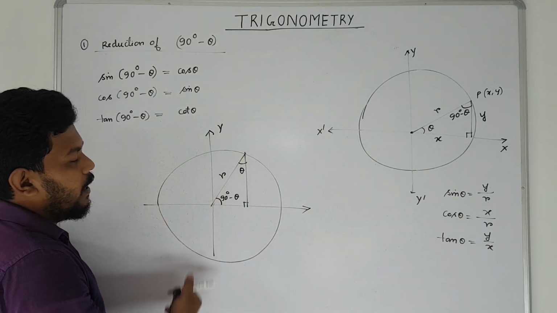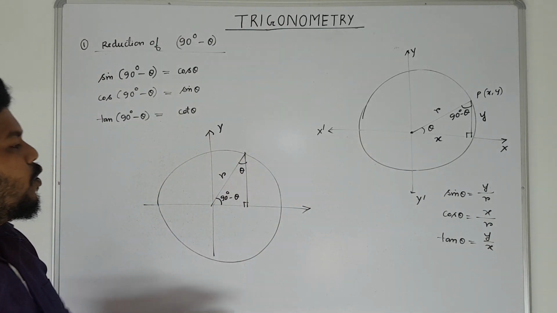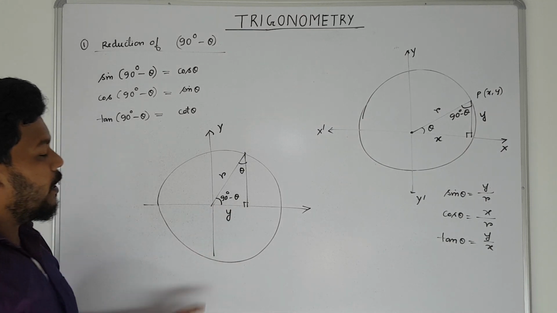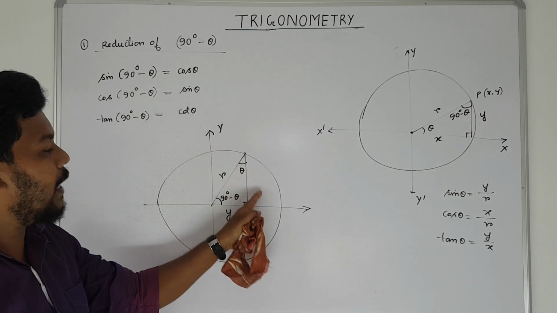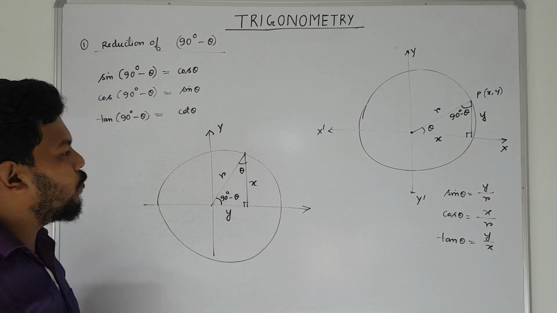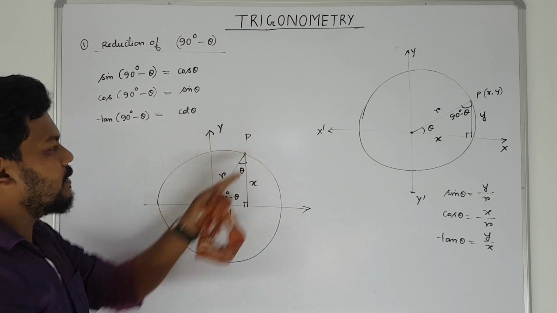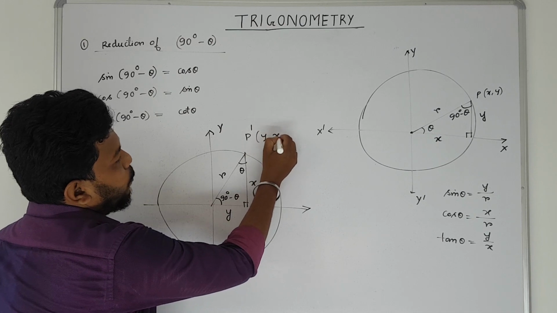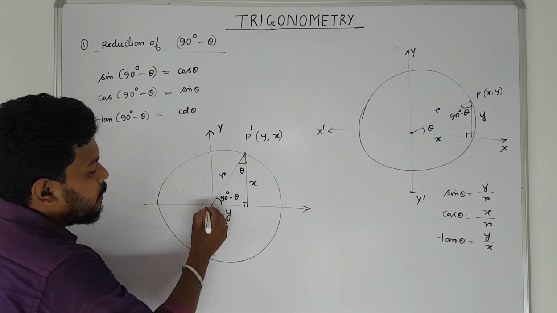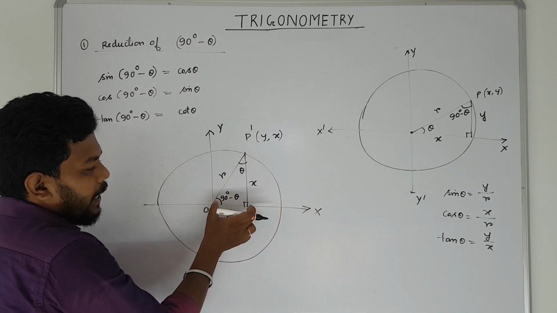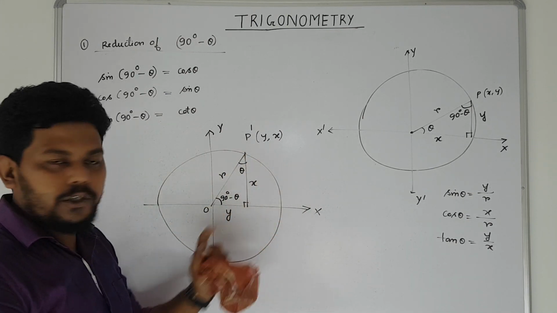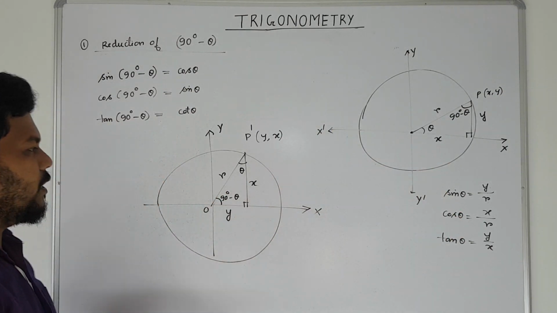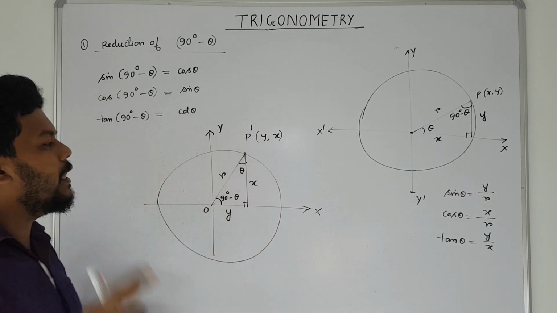And for this, since they are congruent, that means for the angle theta, the opposite side will be of length y, and for the angle 90 minus theta, the opposite side will be of length x. Therefore I can find its point P dash coordinates as y comma x. Now I have moved from the origin along the x direction y units, along the y direction x units. When theta is acute, 90 minus theta will also be acute. So the point P dash y comma x is lying in the first quadrant.